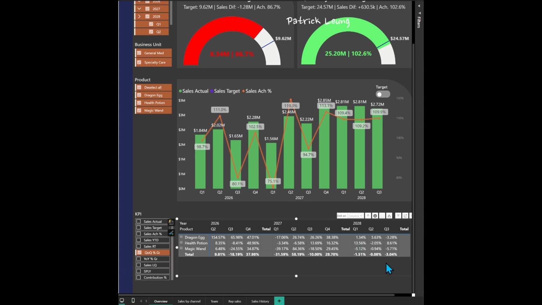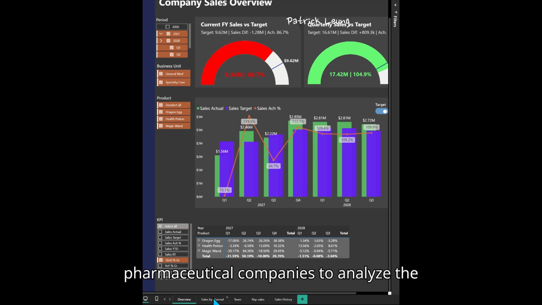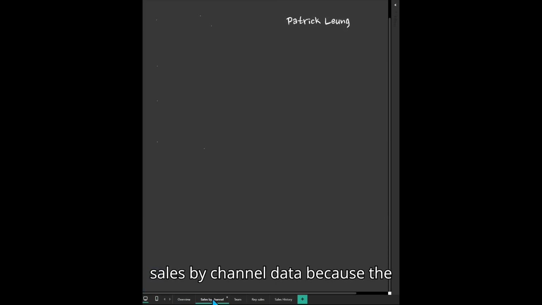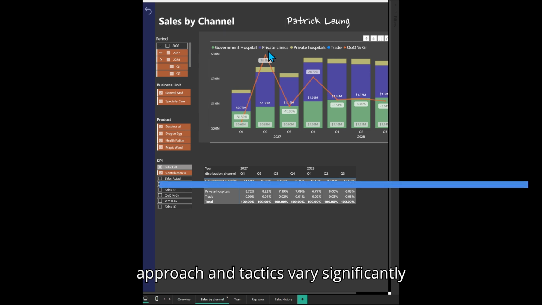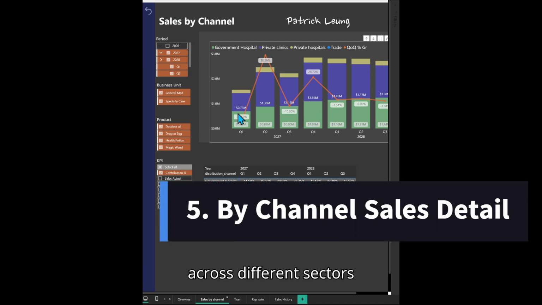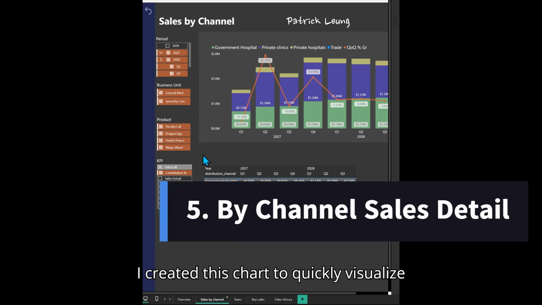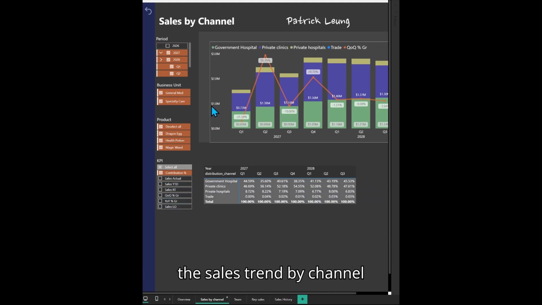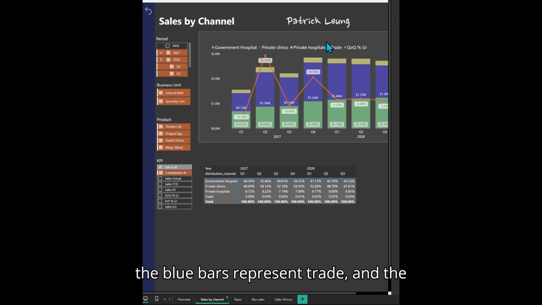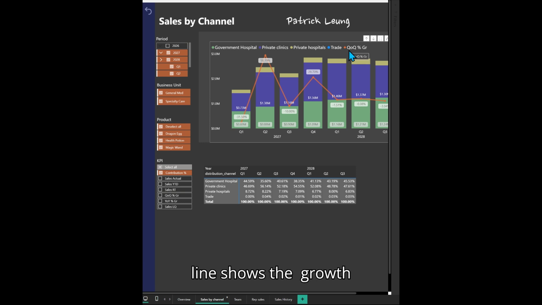It is essential for Hong Kong pharmaceutical companies to analyze the sales by channel data because the approach and tactics vary significantly across different sectors. I created this chart to quickly visualize the sales trend by channel. The green bar represents sales in government hospitals, the purple bars represent sales in private clinics, the yellow bars represent sales in private hospitals, the blue bars represent trade, and the orange line shows the quarter-over-quarter growth percent.